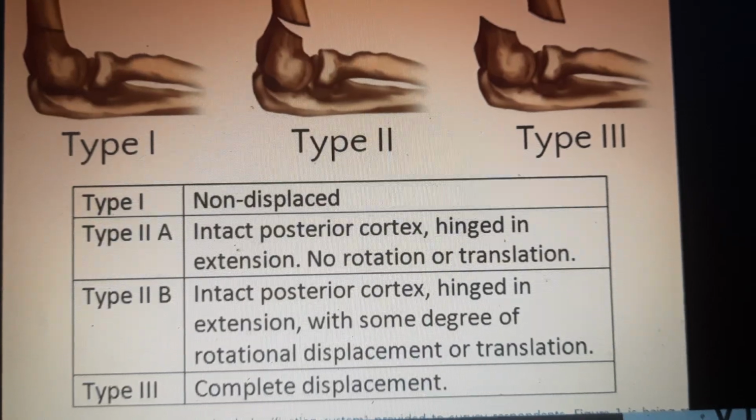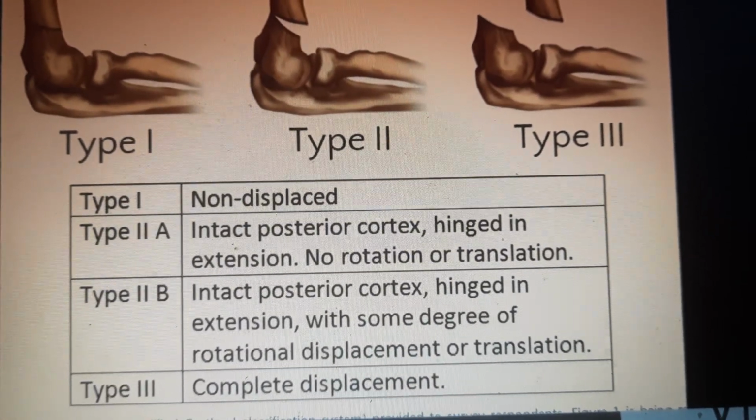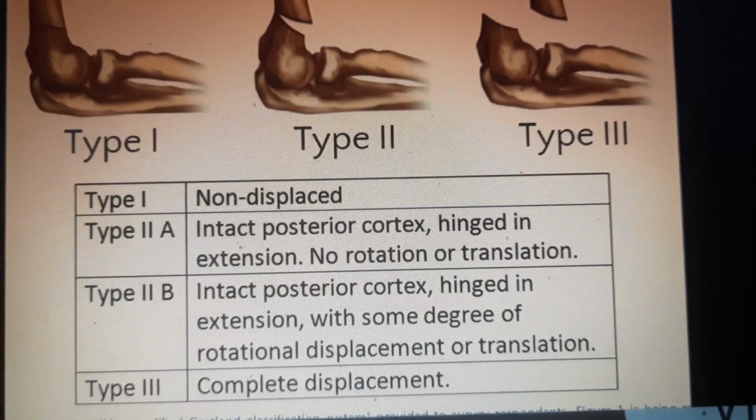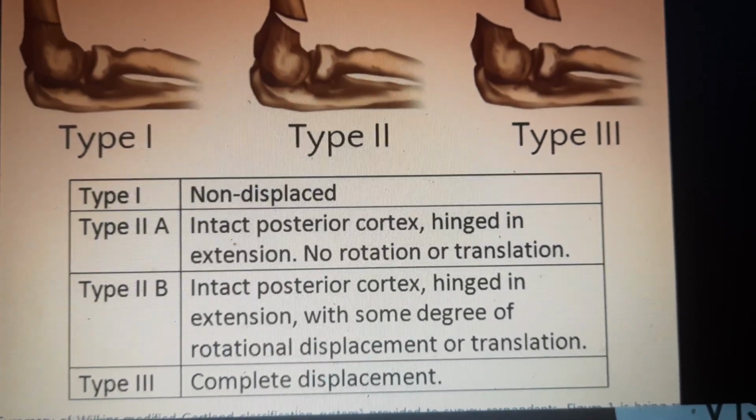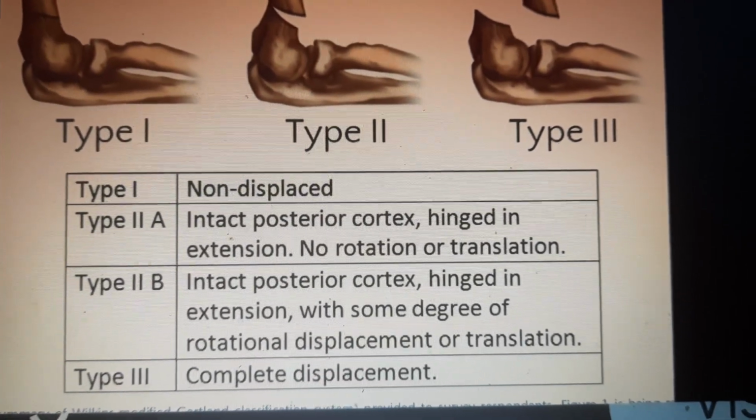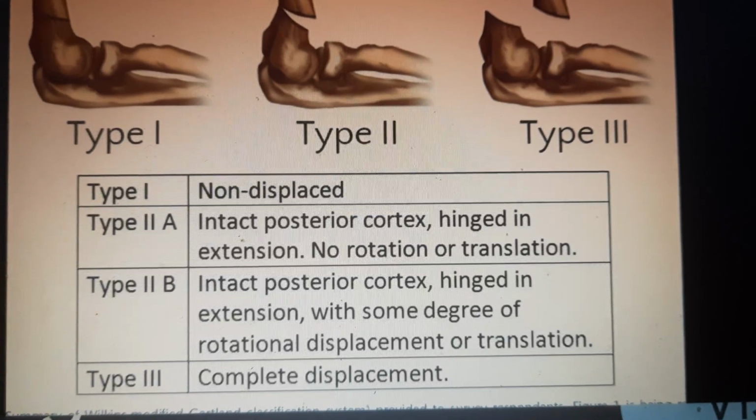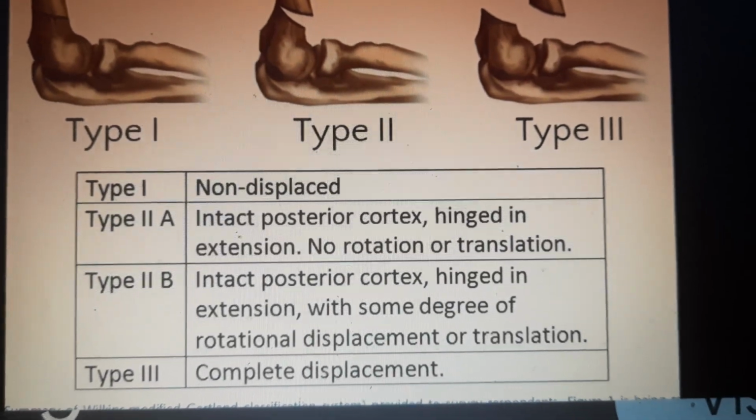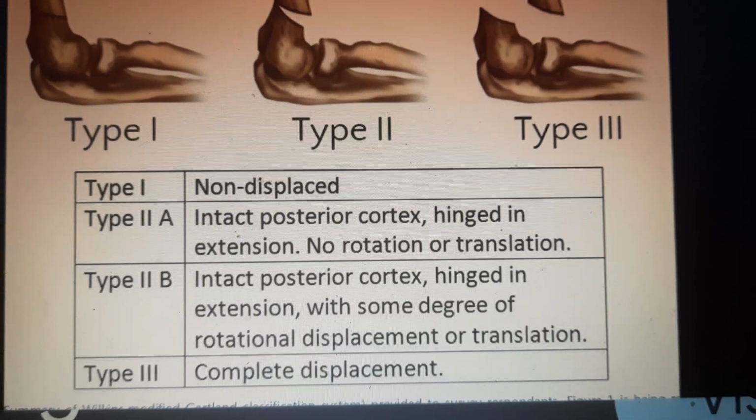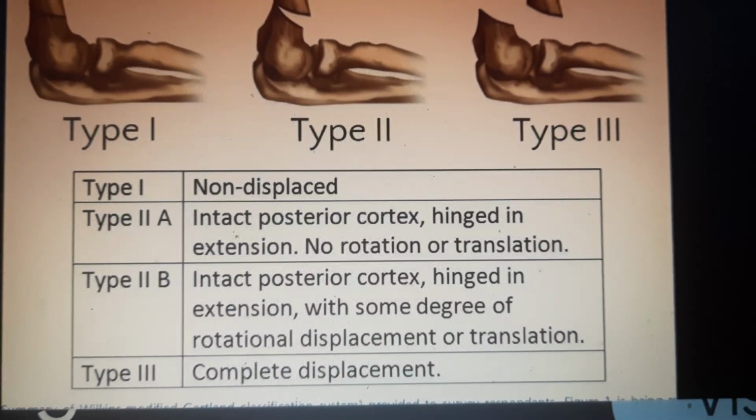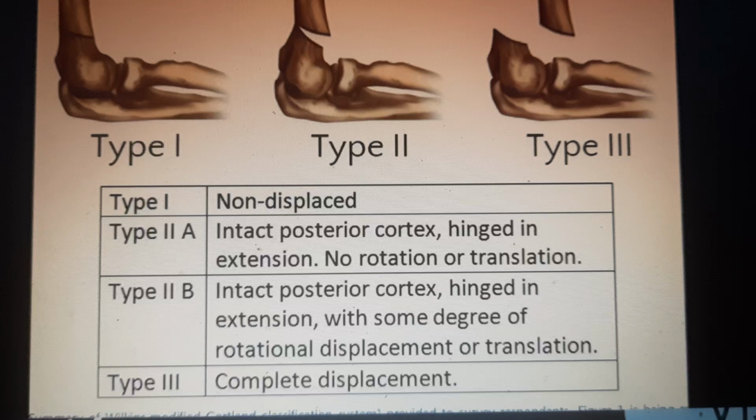The Gartland classification is used for extension type supracondylar fractures of the humerus, and we have type 1, 2 and 3 of the Gartland classification. In type 1 it is an undisplaced fracture, and only a fracture line is there.